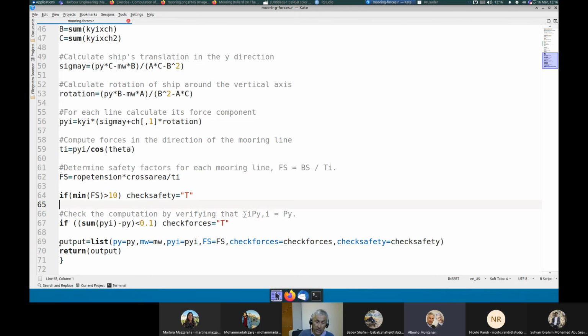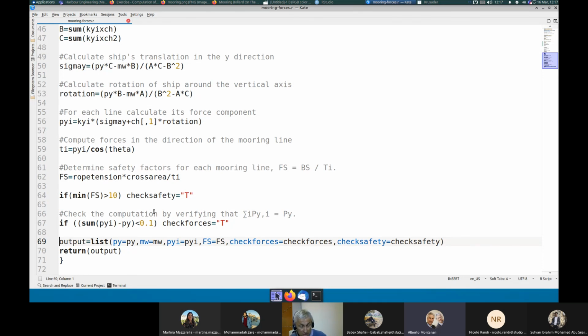The output is not just a variable. I want a series of outputs back, okay? And you see the instruction here that closes the function, return output. Now, but what is output? Output is a list in which I put the wind forcing, the rotational moment, and then every mooring line forcing, and then the result of the two checks, and finally the value of the safety factors.